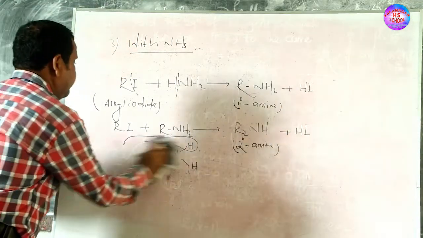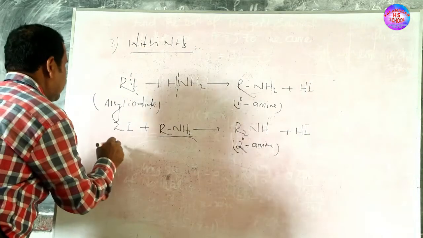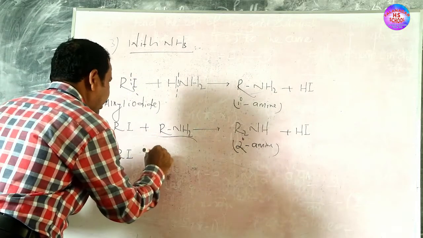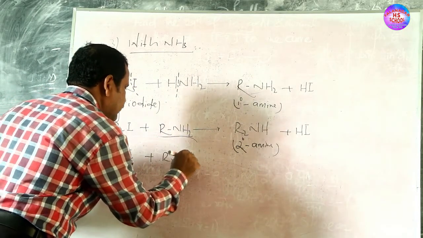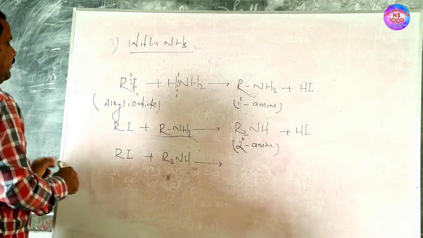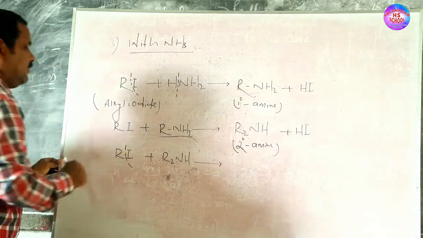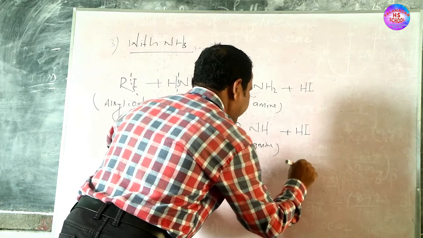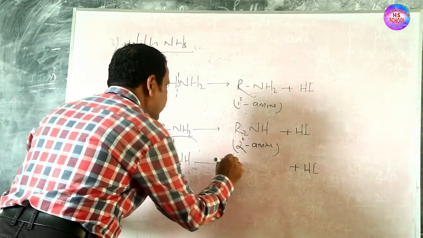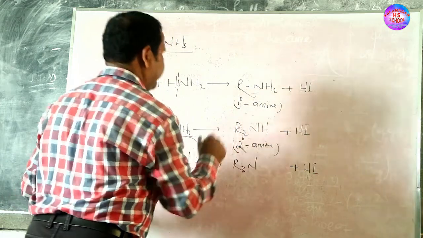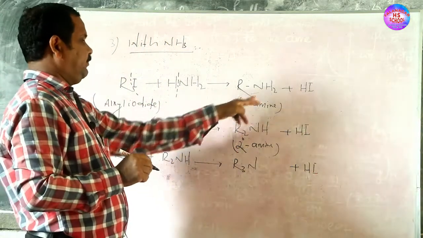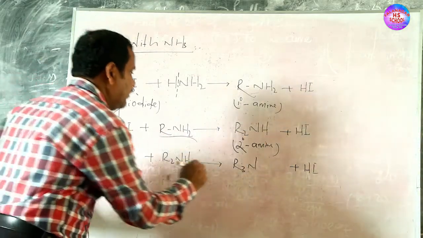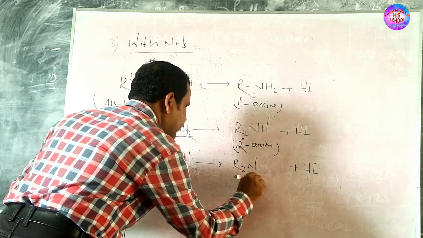Next, the third step, RI reacts with R2NH to form R3N. The RI bond again breaks. Take this hydrogen atom, HI, hydrogen iodide, and R3N. It is called alkyl amine. It is dialkyl amine. It is trialkyl amine or tertiary amine.